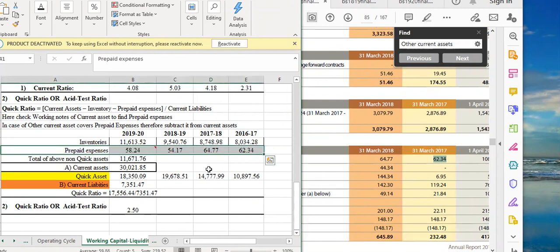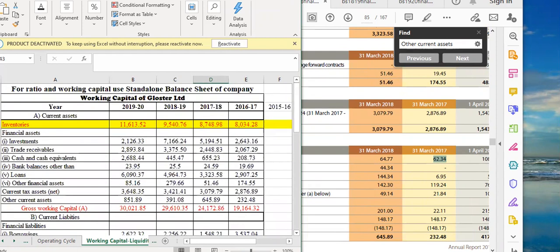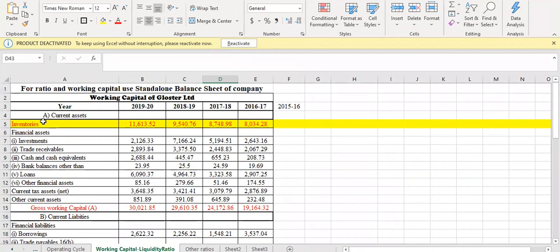So in this 5 years data, you have to find the prepaid expenses. Remember, prepaid expenses you have to find in the current assets given data. Okay, this is the current assets information. The given title itself is explaining what information it is covering.